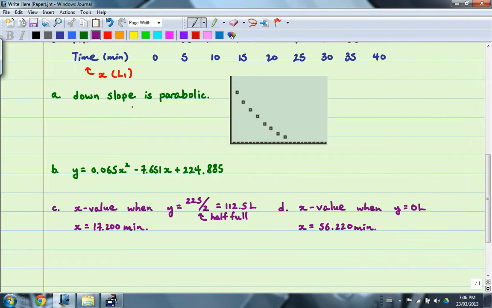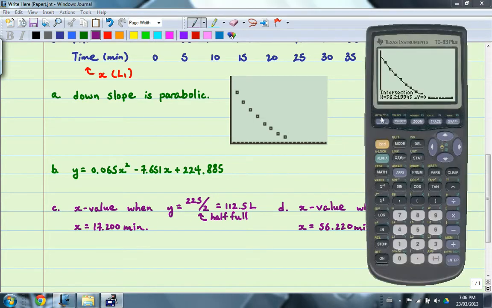So in essence, when you're given the y value, you have to plot both y1 and y2 and find the intersect. If you're given the x value and you're looking for the y value, you can just go to second, calculate, and input your number there.